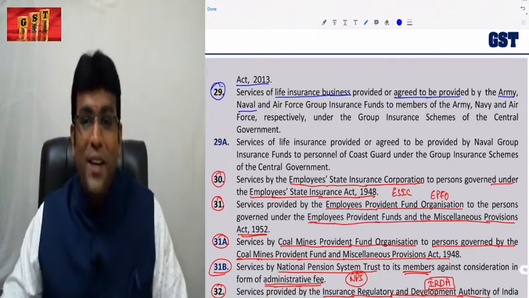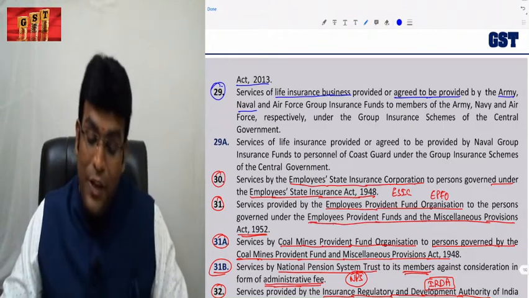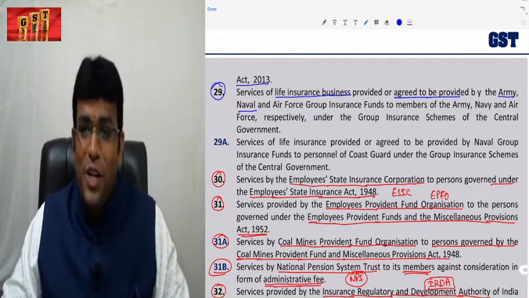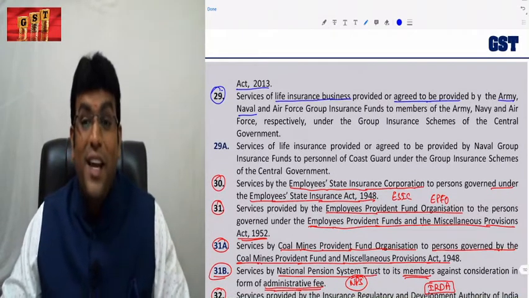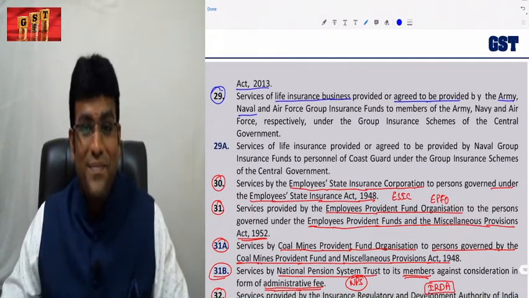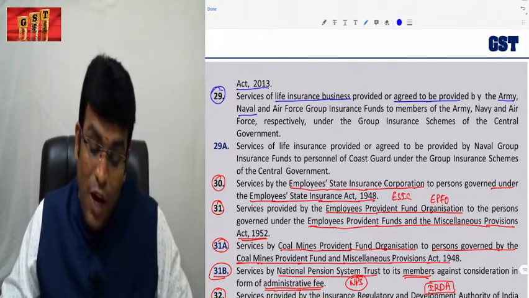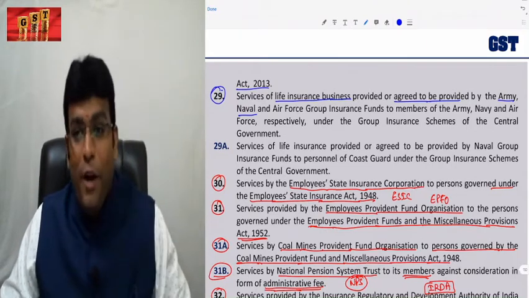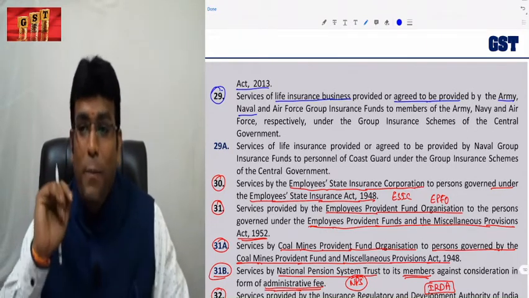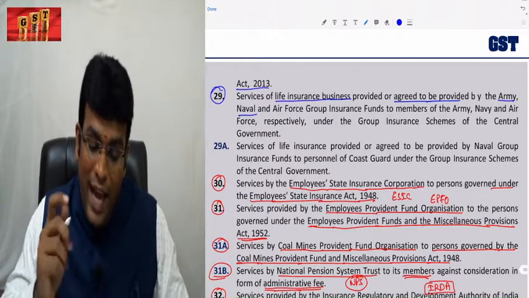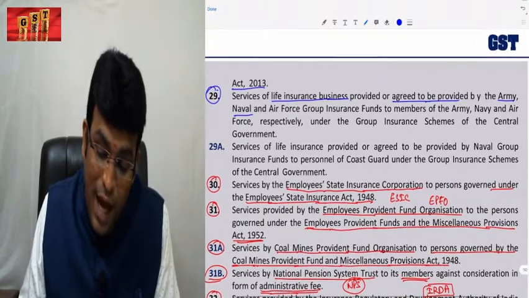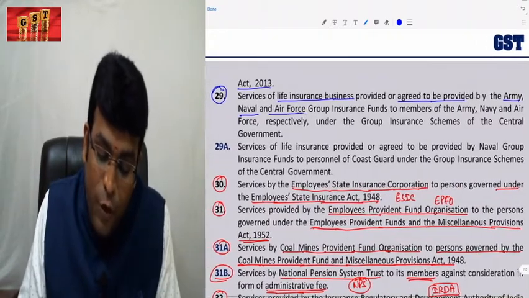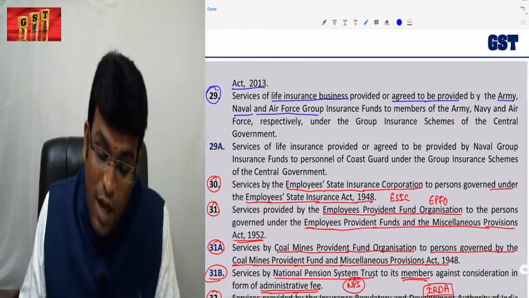So what is the exemption given to them? Services of life insurance business. Obviously, life insurance is something very much required for them because they are risking their life and standing for us. See that? Services of life insurance business provided or agreed to be provided by Army, Naval and Air Force. Come on friends, Army, Naval and Air Force group insurance funds.